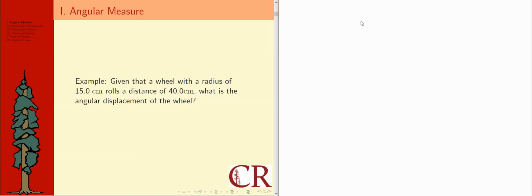Given that a wheel with a radius of 15 centimeters rolls a distance of 40 centimeters, what is the angular displacement of the wheel? Well, thinking about the formulas that we started with on the key concepts slide, how do we approach this? And I think maybe a starting point is to say, when I say angular displacement, what does that even mean?